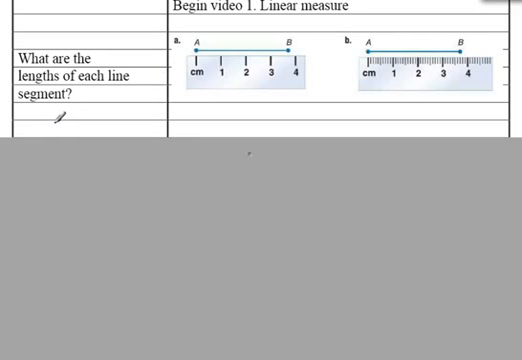We will start this lesson by reviewing using a ruler. The study question we have here is, what are the lengths of each line segment? You should have cut and pasted these into your notebook. The measurement here is centimeters, and in this case we're going to have to estimate how many centimeters line segment AB is. It is close to 4 centimeters, so we'll say approximately 4 centimeters.